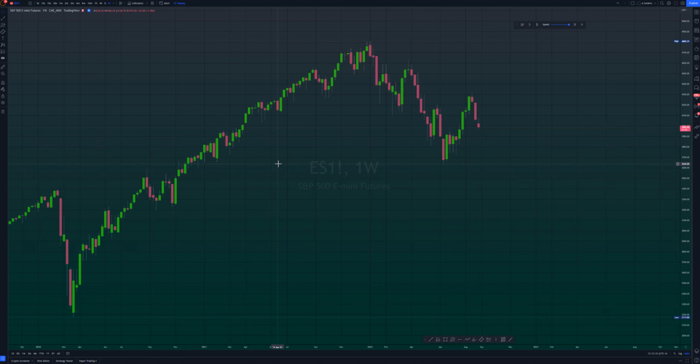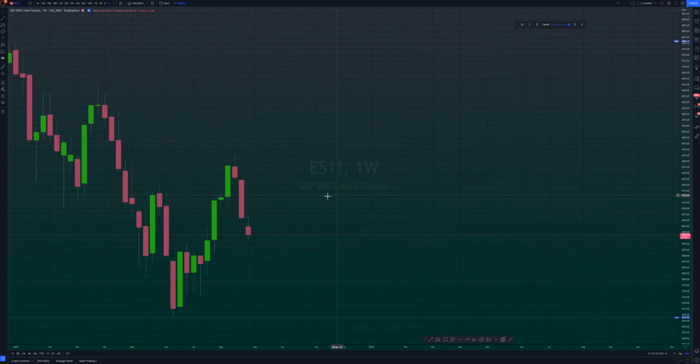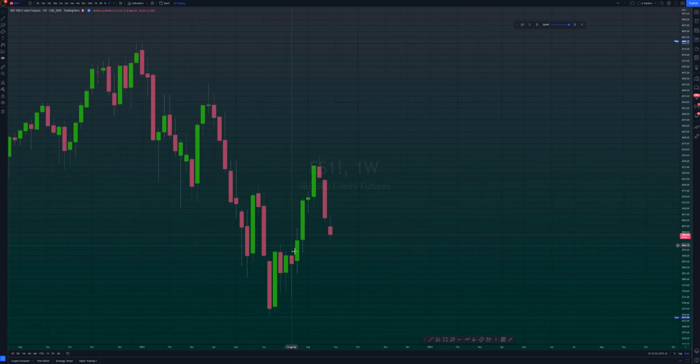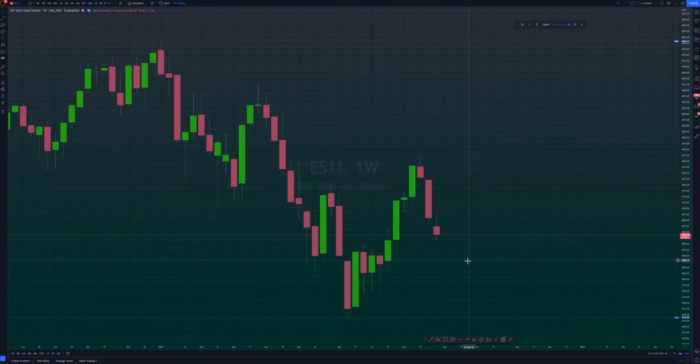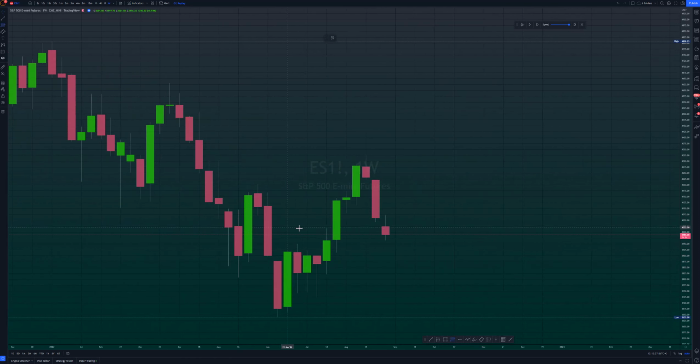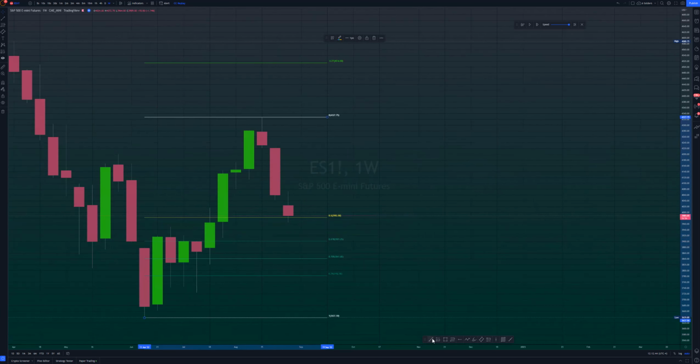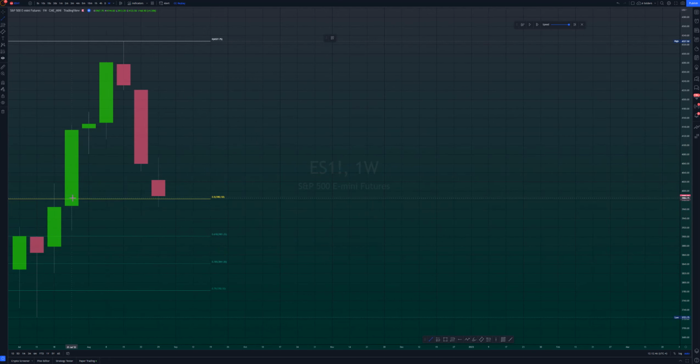So we have the mini futures chart on the daily, on the weekly, and as we can see, the price has retraced to the 50% of its last move on the weekly. So let's mark it up, and we can expect some volatility around this level.